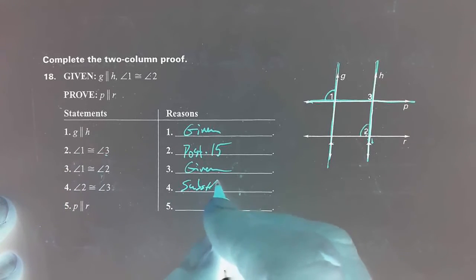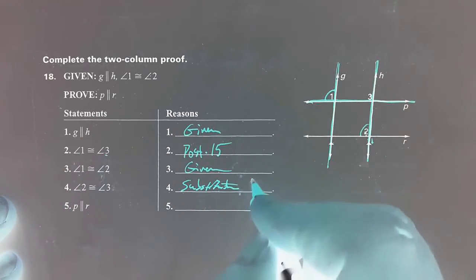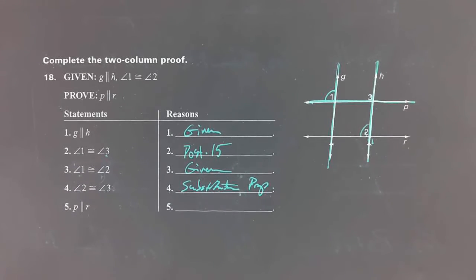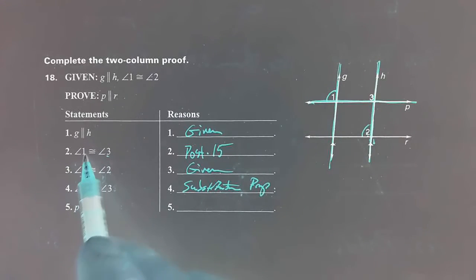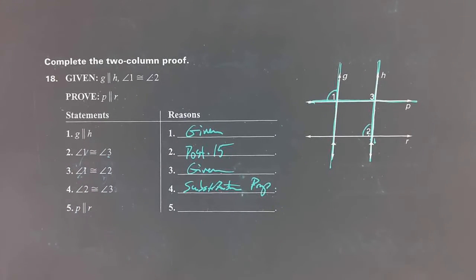The substitution property would work. I would also take transitive. Transitive would also work. What would be the middleman you're cutting out? One. The ones, right? If 3 is the same as 1 and 1's the same as 2, you cut out the middleman and say 2 is congruent to 3 by transitive. That would work too.